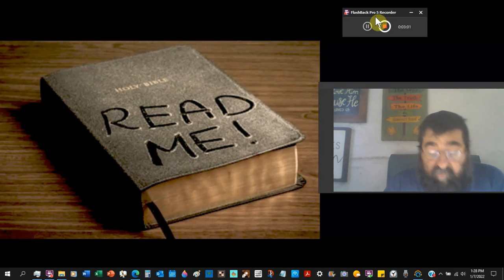The Westcott and Hort tradition, the Codex Vaticanus, Vatican, Codex Sinaiticus, Sinai, at the end of the 19th century. Again, the two manuscripts have nothing to do with Jesus, nothing to do with God, nothing to do with the Holy Spirit, Codex Vaticanus and Codex Sinaiticus.